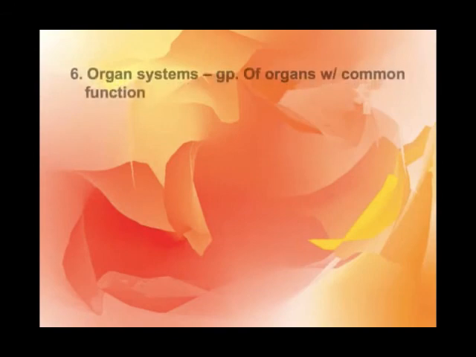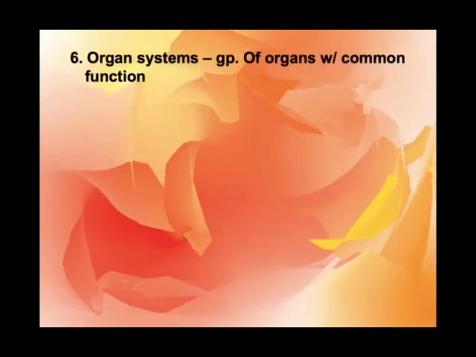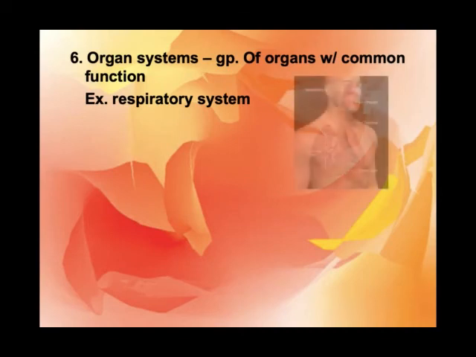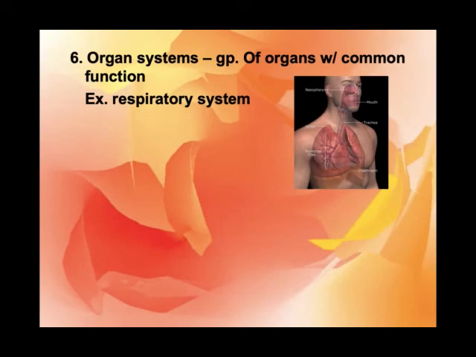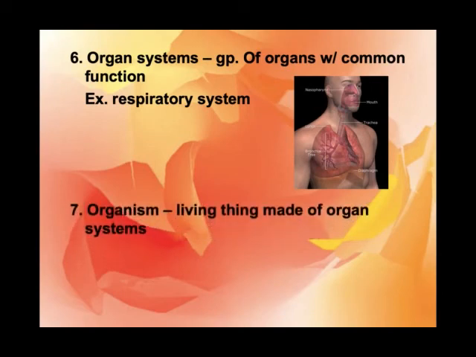The next level up is the organ system level, and it's a group of organs with a common function. You can use any system at all, but I use the respiratory system as an example. The respiratory system is your lungs and your trachea and your mouth and your nose, and all of those organs work together to help you with exchanging gases. The organism level is when you tie all of these things together. It's all these different organ systems that make up a living thing.